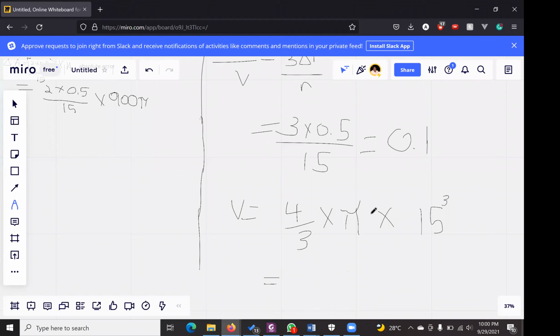we have 4/3 times. Remember, we're keeping the pi as is. So we're only using the 4/3 times 15 cubed. We're going to have 4,500 pi.